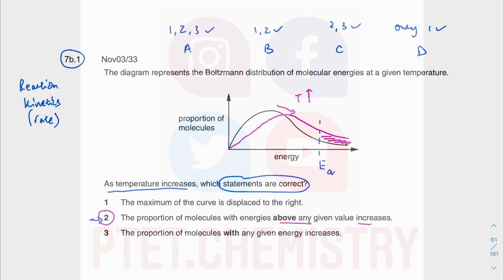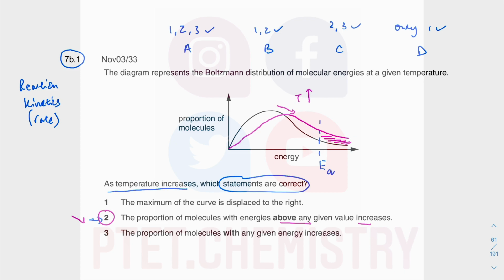Having thought about it, that is actually fine, because above any given value means the whole graph will shift to the right, so you will always have more molecules having energy greater than whatever the given value is. Okay, so it's not just looking at the area specifically. You see how all of this has gone down because the whole graph shifted to the right, so you have more molecules that have higher energy. That's the idea to think about for 2. So 2 is actually fine, 2 is legit.